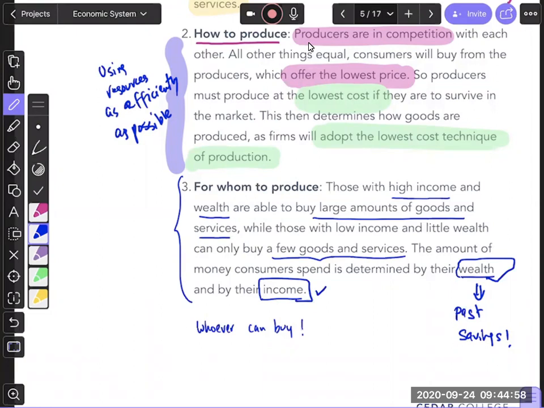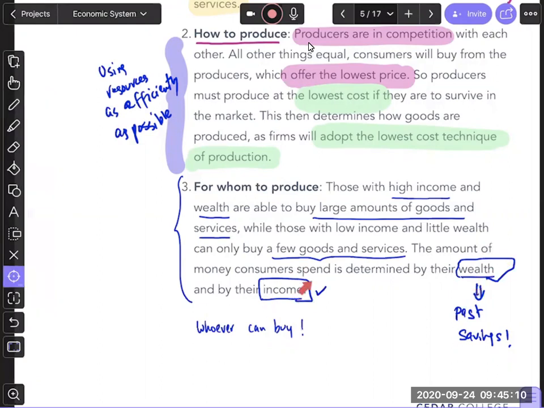So wealth is all about past saving. The formal definition is that wealth is your old saving, your past saving, while your income is basically your current income. So you can also call this past income and current income. Or this could be your savings and this could be your current income. Make sense, guys? So this is it for today.